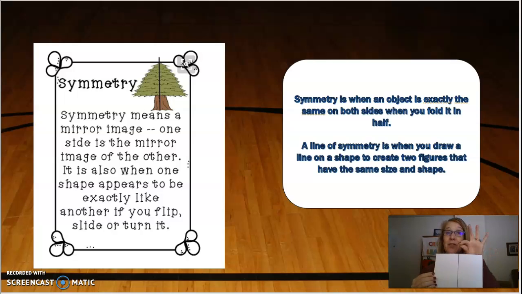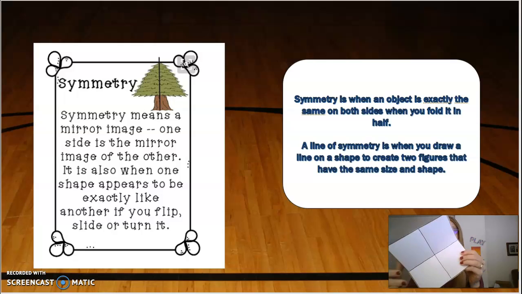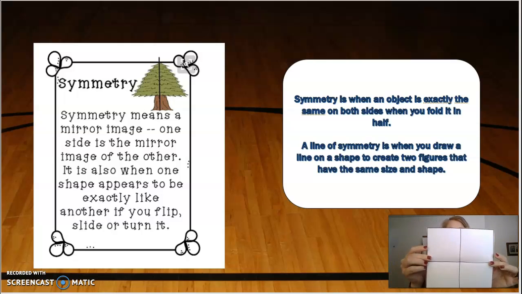Let's try folding it from top to bottom. What if I fold it like this? Will it work? Let's find out. Guys, look at that. It worked. Yes. Now the top and bottom are the same. Let's draw that line of symmetry. We found two lines of symmetry on the same object, that same square, right?